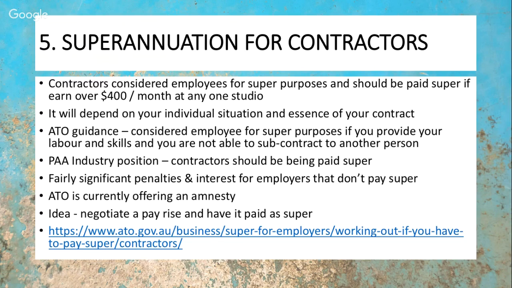I've put a link at the bottom of the slide to the ATO website. They offer a tool which asks you questions about your individual contract. Depending on your answers, they'll let you know whether you're considered an employee for super purposes, so whether you're entitled to super. You can save that document, add your name and the studio's name into it, print it out and take it to your employer to help with your negotiations.